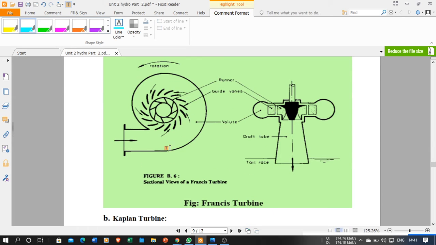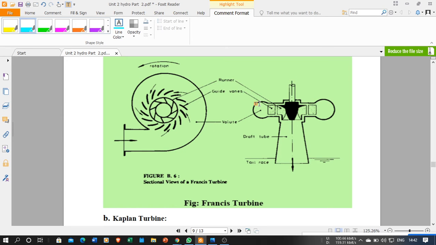Okay, so this is the Francis turbine. The Francis turbine looks like this. If you look at the diameter, it goes on decreasing. Here the diameter is more, and as I progress, the diameter keeps decreasing, and these are your guiding vanes. These guiding vanes are fixed ones, and these guiding vanes are rotating ones.